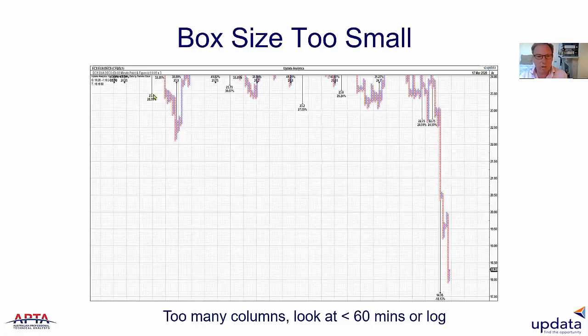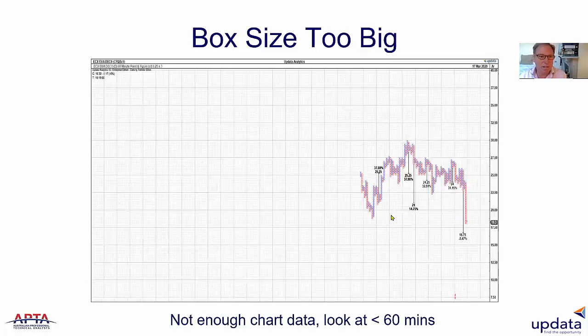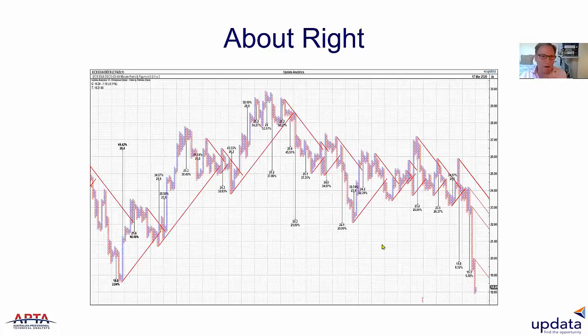So when you get a chart where you see all your point and figure over here, and you've got all these dramatic moves, there's too many columns. The box size is too small. This is a 1 minute, a 60-minute chart. This is actually carbon emissions. So look at greater than 60 minutes or log scale. So this is then a 60-minute with a bigger box size. So I've gone for a bigger one, and then there's not enough data here to really get a picture. So I need to look at greater than 60 minutes again. And so now I'm looking at a 60-minute with a smaller box size. So you've got to play around a little bit with these charts, and we'll do that.